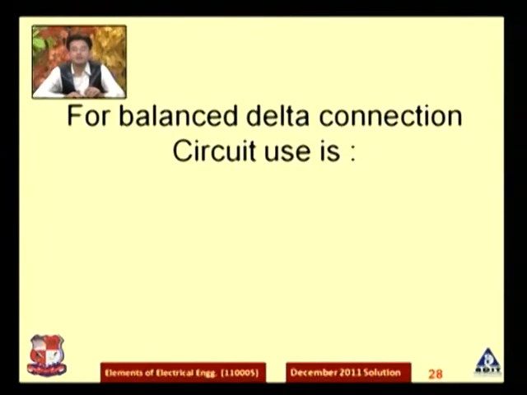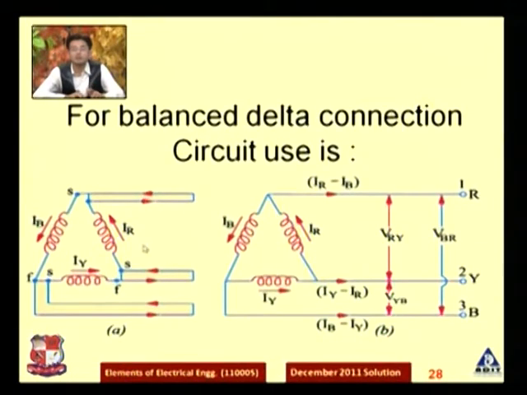So for a balanced delta connection, which circuit will be used? The circuit will be like this, where three resistors are connected in a delta fashion, or there are three different loads. You can name the loads R, Y and B, right? Mind well, there is no neutral in the circuit. So what will happen?